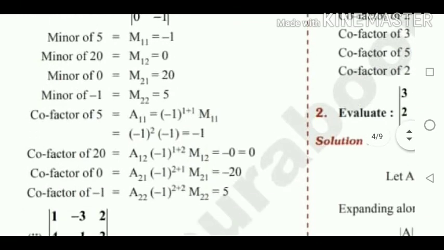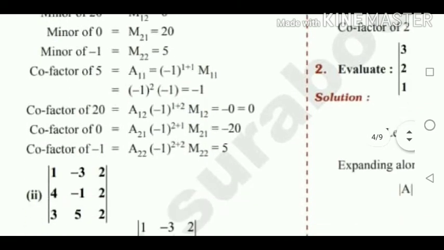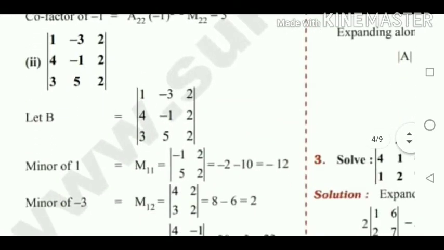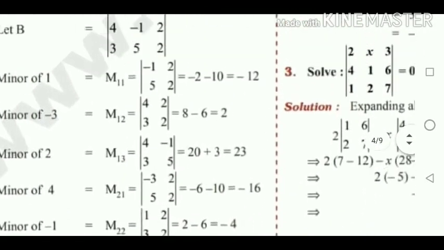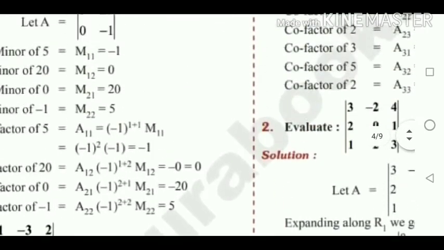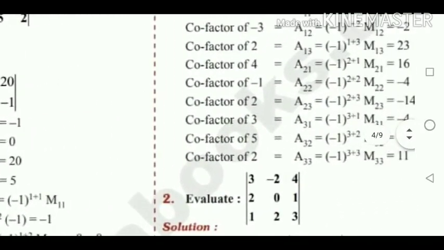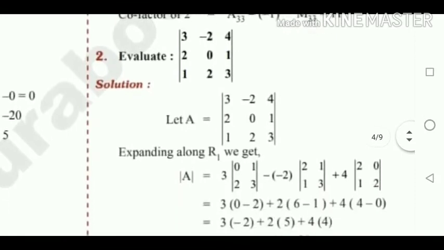Okay. Next we are going to see the next sum. Here also we are finding the minor and cofactor, of 3 into 3 matrices. Okay, so 3 into 3 matrices. Then we are going to see the evaluate sum, the second sum.